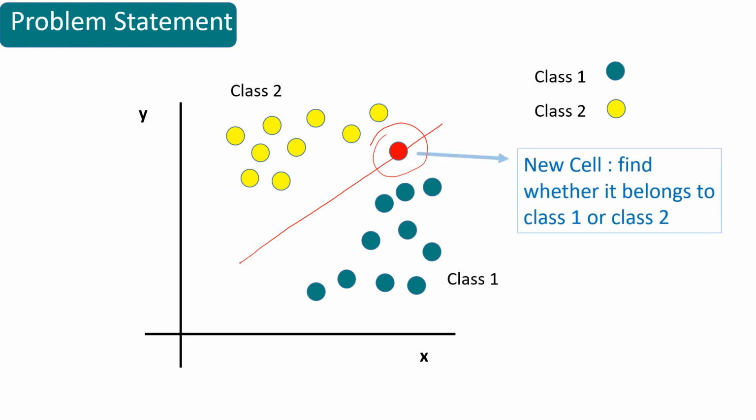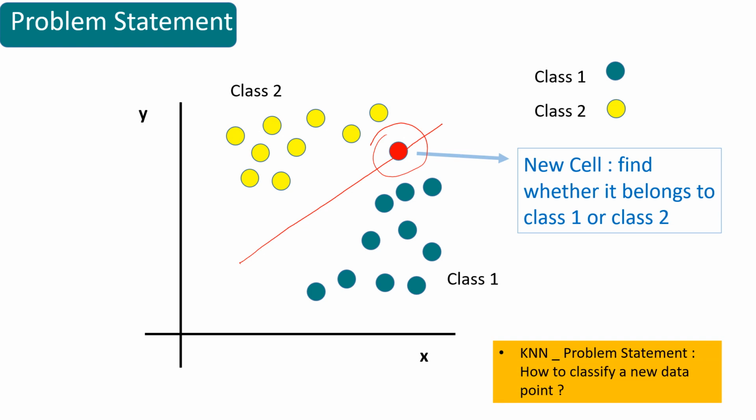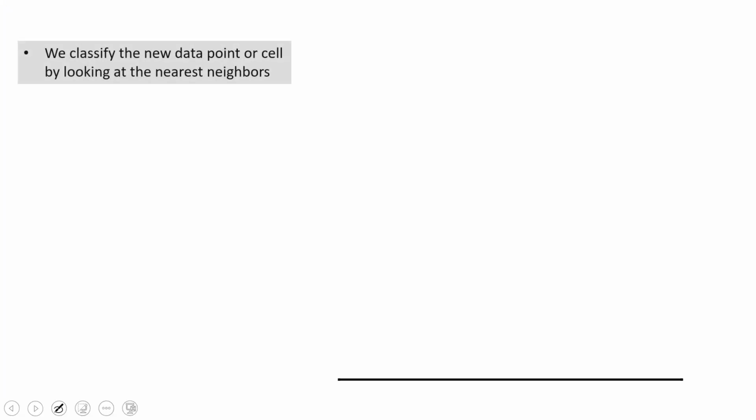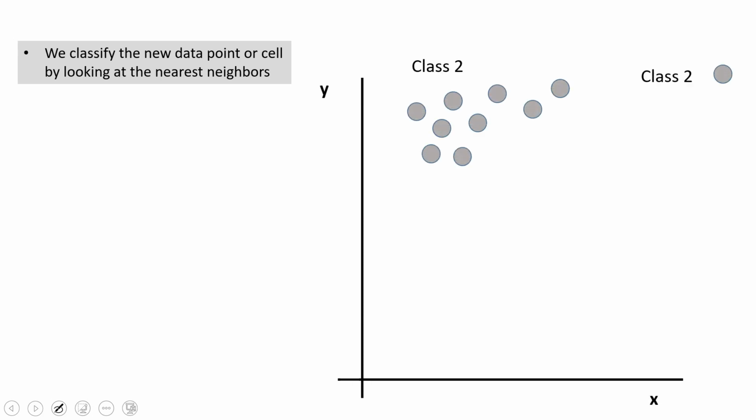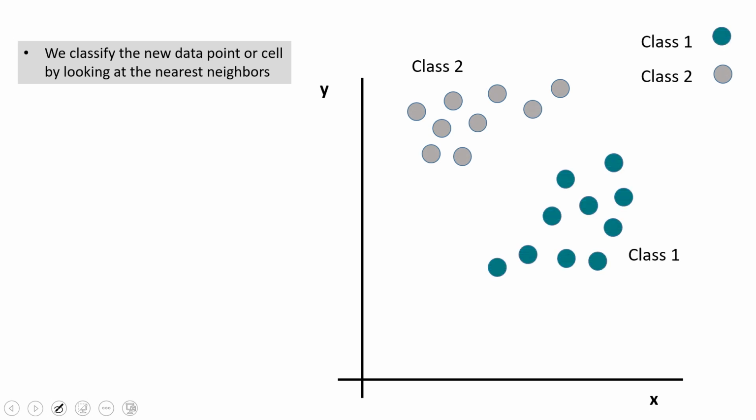So that's something complicated when it comes to SVM, because this particular sample wasn't available during the training procedure, but when we move towards the testing procedure, or it was being used in practical life, such a sample occurred. So what are we going to do in that case? You can have 3 or more classes of data. There, you have to classify the new point by looking at the nearest neighbors. We classify the new data point or cell by looking at the nearest neighbors.